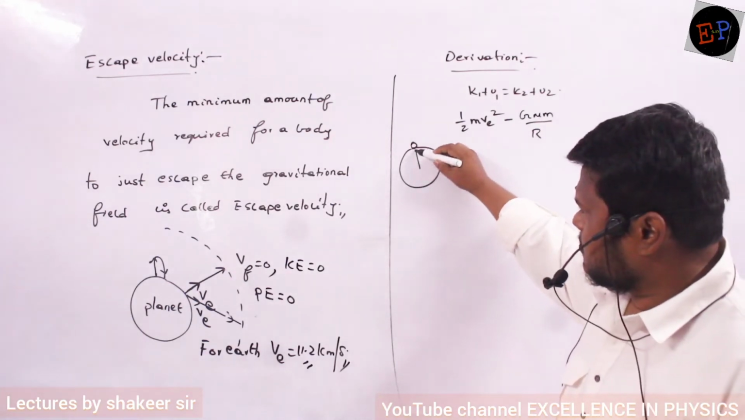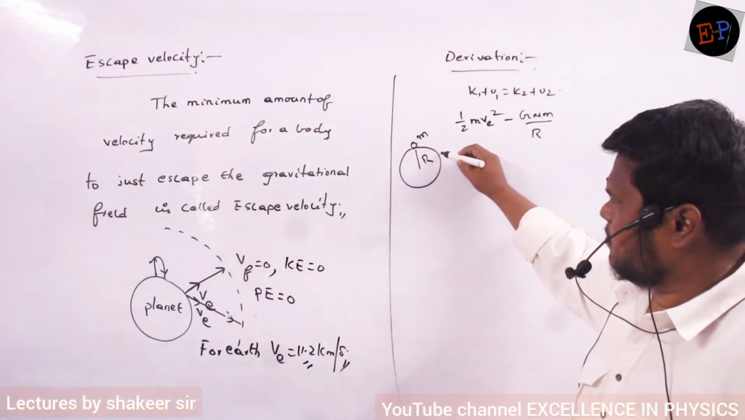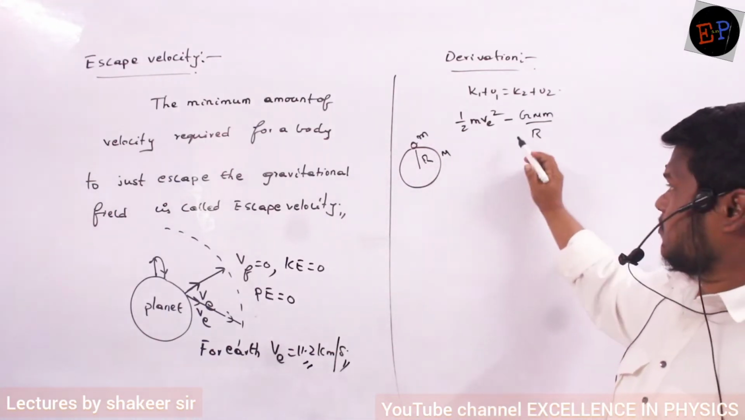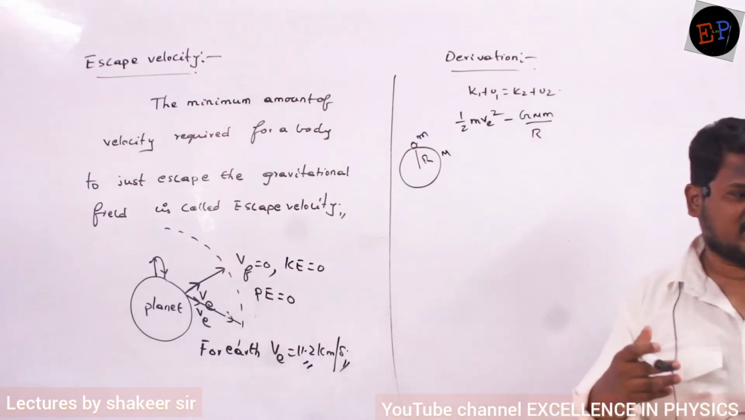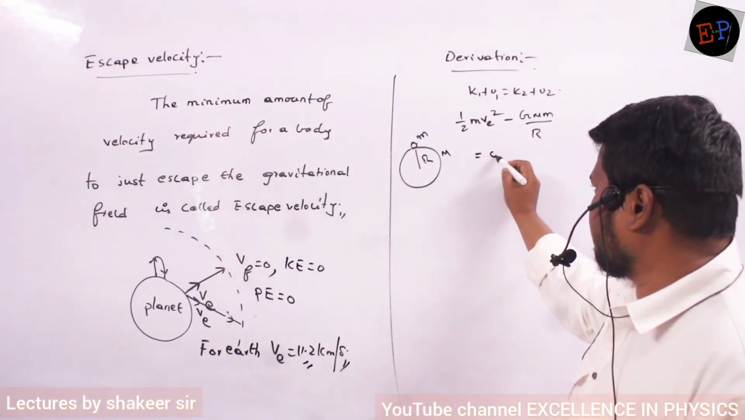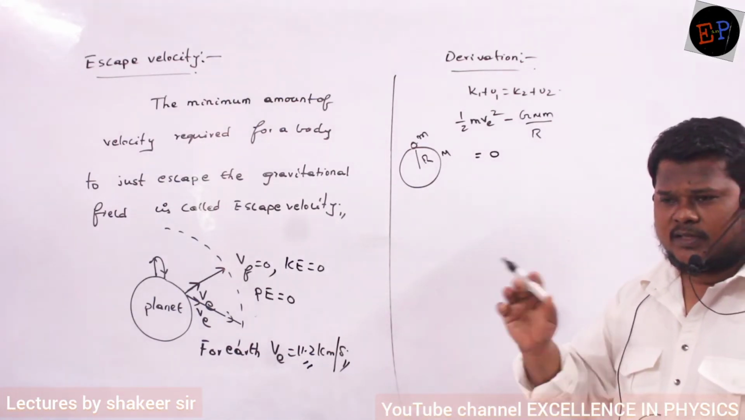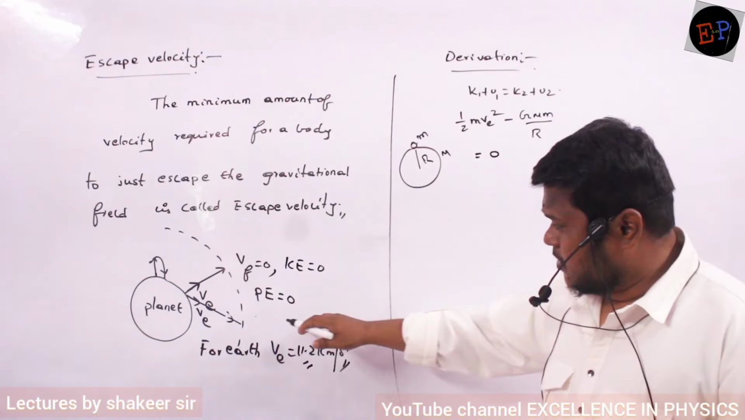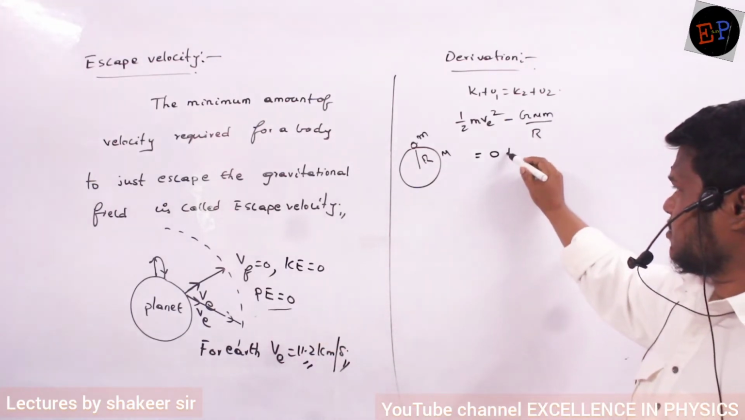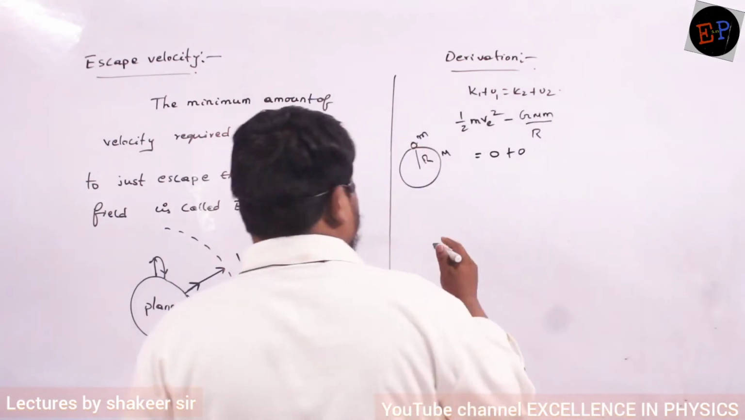So what is the distance from the center? R. This is one body, the body of small m, and this is the body of capital M. Then what is the equation for potential energy? Minus GMm by r. Just after escaping the gravitational field, kinetic energy should become 0. So final kinetic energy is 0, and after just escaping the gravitational field, potential energy also should be 0. Therefore, what is the equation I will get?